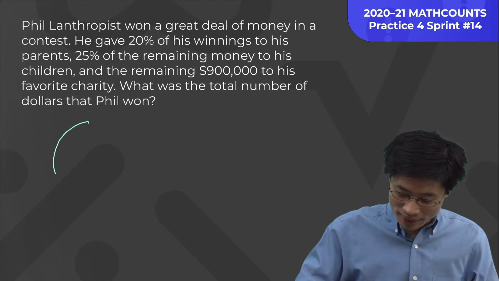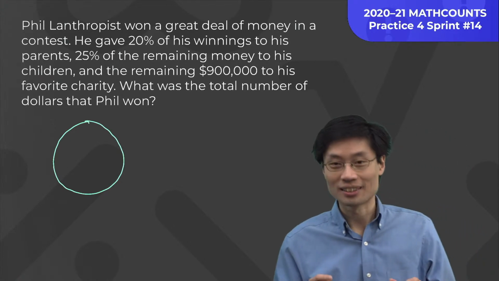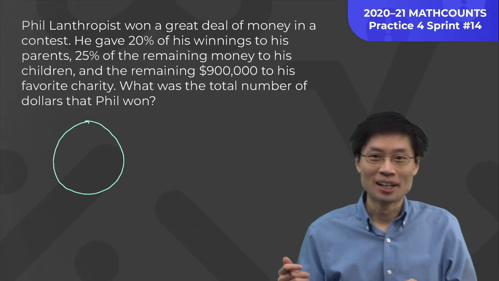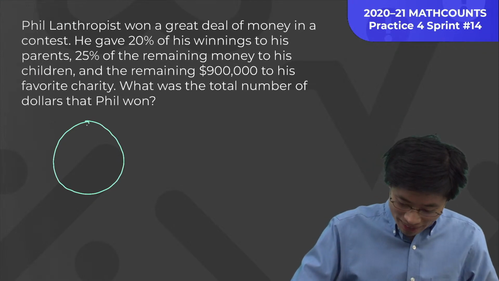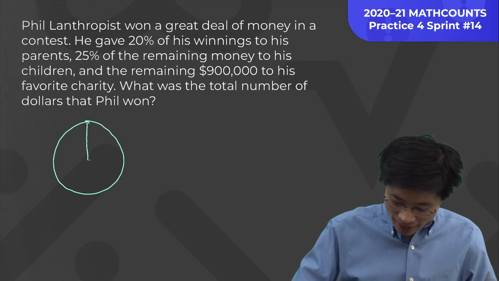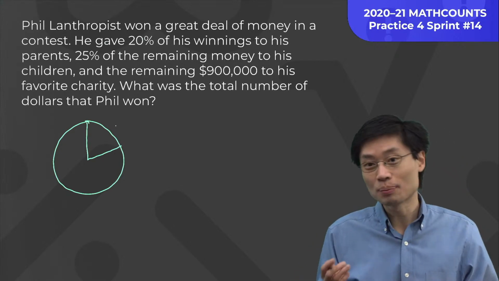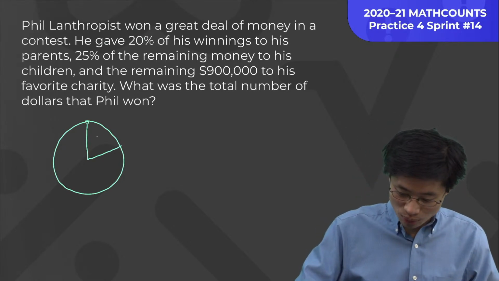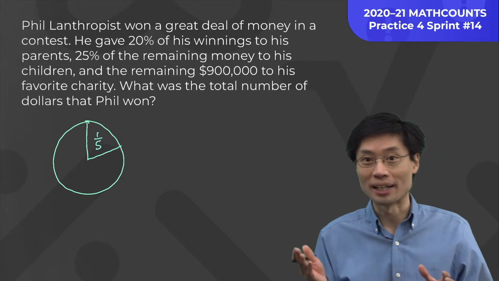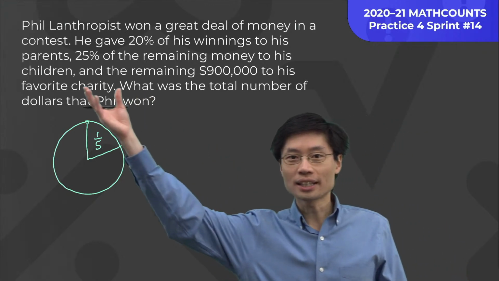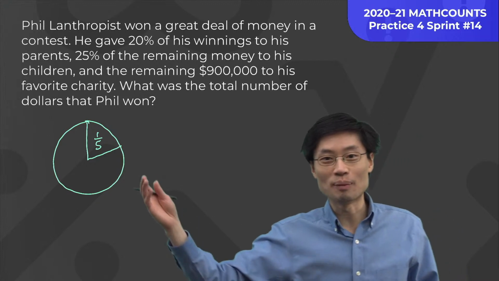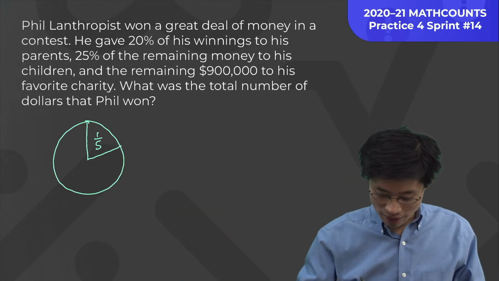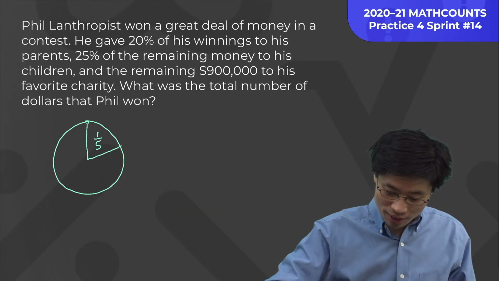So Philanthropist, you're here. And that's clearly your amount of money. And 20% of the winnings went to the parents. How do you draw 20%? I don't know. Maybe a little bit less than 25%. So 20%, by the way, is 1/5. So 1/5 went to the parents. Okay? Next, I have 25% of the remaining. Oh, that's so convenient. The remaining is 4/5, right? So if I want to give a quarter of the 4/5, I give away another 1/5.